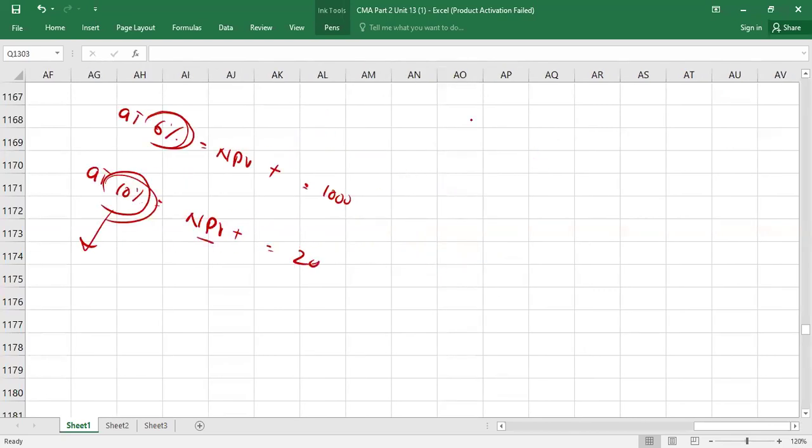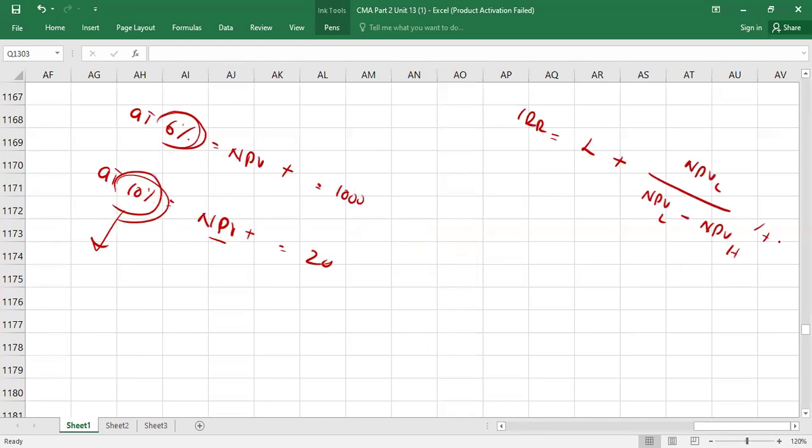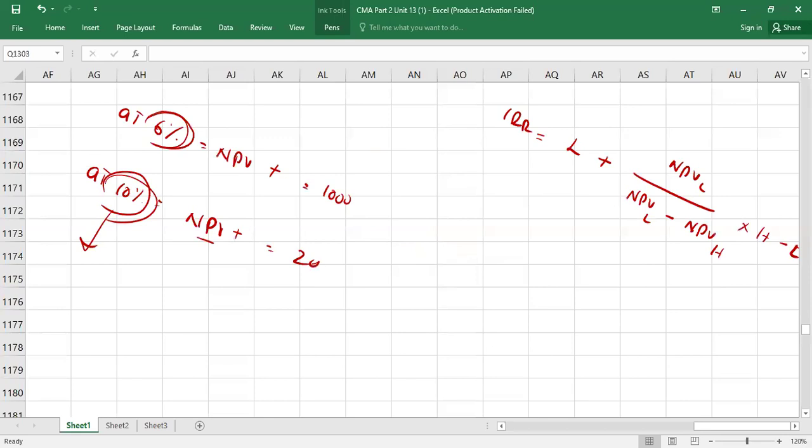So what was the formula? Look here, it's just math now. The IRR formula is: lower cost of capital plus NPV at lower divided by NPV at lower minus NPV at higher, multiplied by higher cost of capital minus lower cost of capital. So here you will write 6%, 0.06 plus. NPV at lower is how much? For example, 1000 divided by 1000.